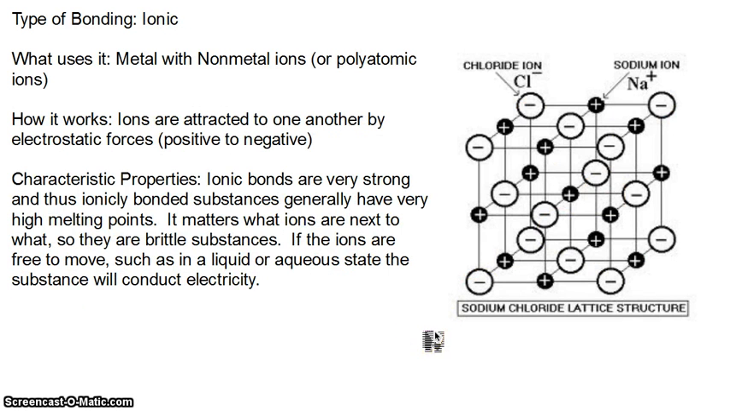The next type of bonding is ionic, which is between metal ions and nonmetal ions, or also could be between those ions and polyatomic ions as well. It works because ions being positively and negatively charged are attracted to each other. The opposites, positives and negatives, are attracted. Ionic bonds are very strong, so ionic bonded substances have very high melting points.